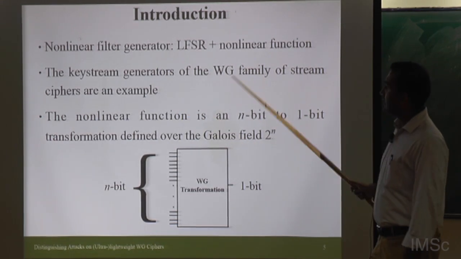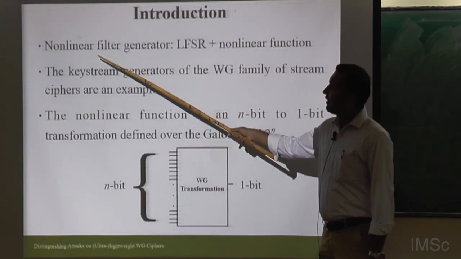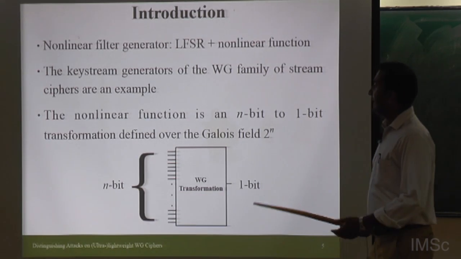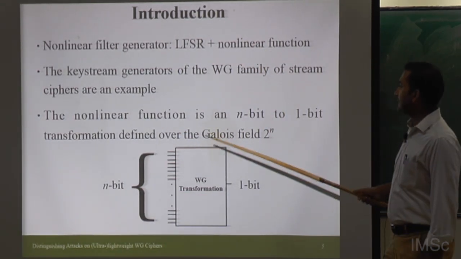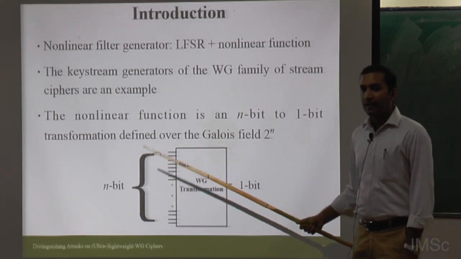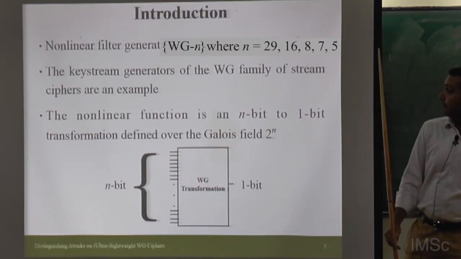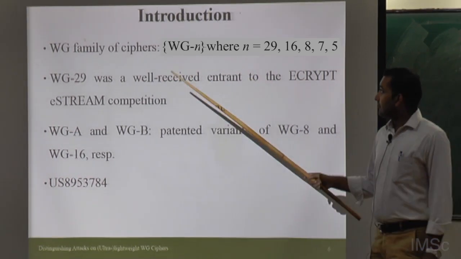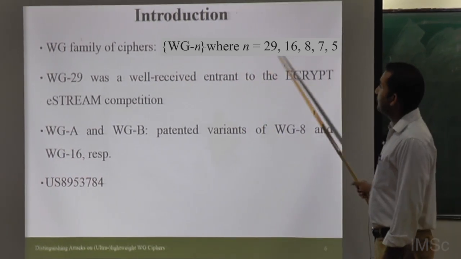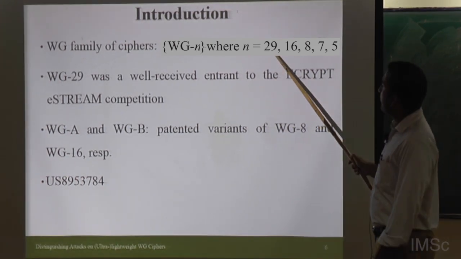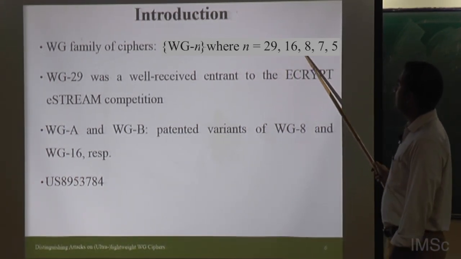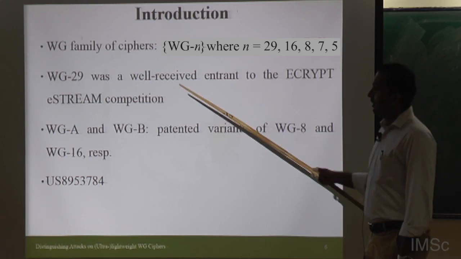WG family of stream ciphers are very good examples of nonlinear filter generators, and the nonlinear function used in the WG family of stream ciphers is an n-bit to 1-bit transformation, defined over the Galois field 2 power n. Based on the value of n, there are 5 different members of the WG family, namely WG29, WG16, WG8, WG7 and WG5.